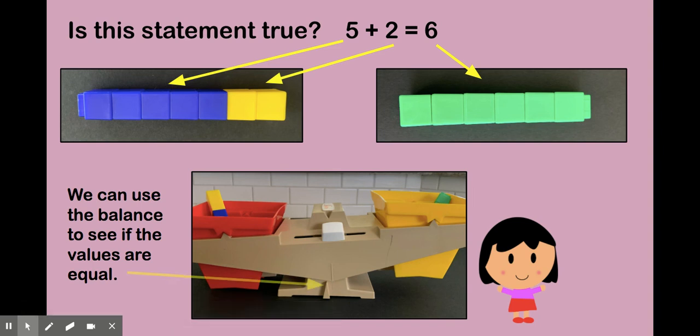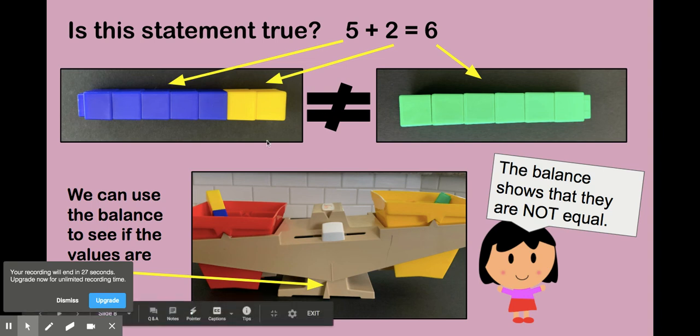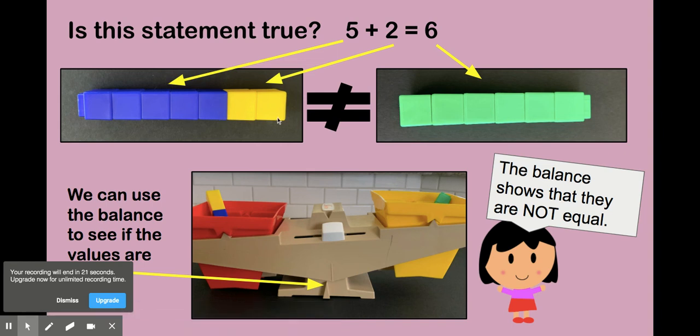It's not equal. That means that these are not the same because with 5 and 2, look, we have 1, 2, 3, 4, 5, 6, 7 on this side and 6 on this side. Well, 7 and 6 aren't the same, so they can't be balanced. So even though they wrote an addition problem, it wasn't balanced on either side. So this would be an unbalanced equation.